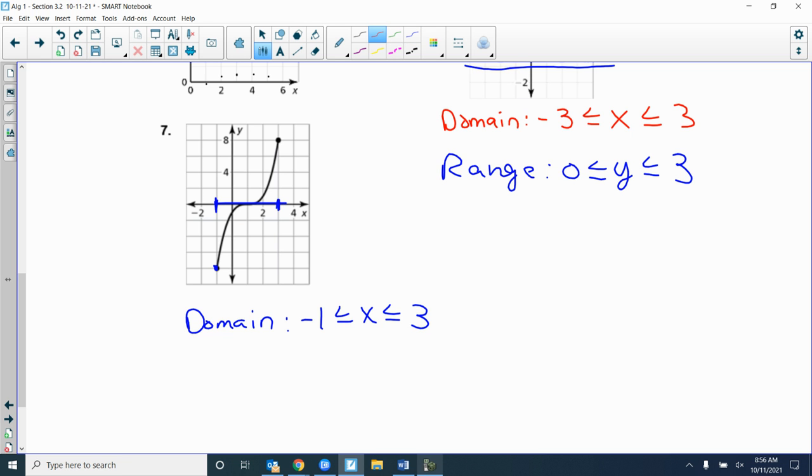Range. The lowest point. Okay, look at it. Ryan, what's the lowest point? -1. -1 is right here. Does it go below that?